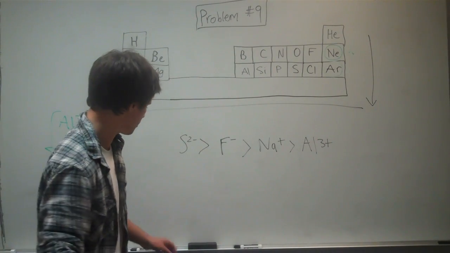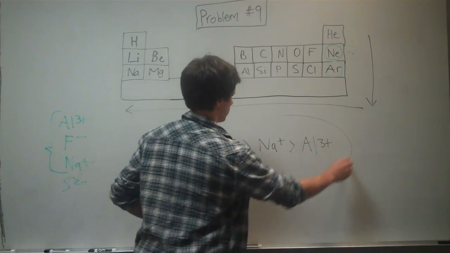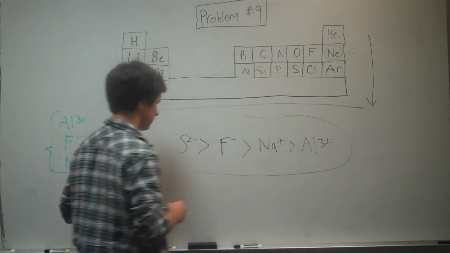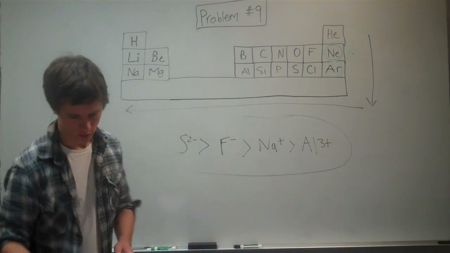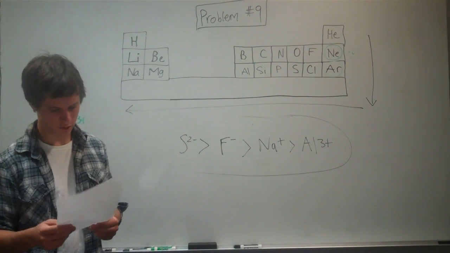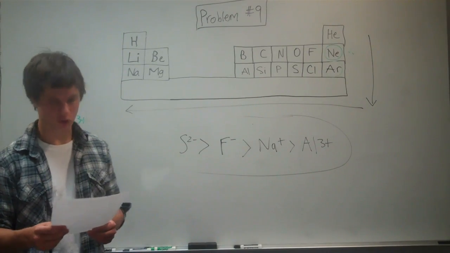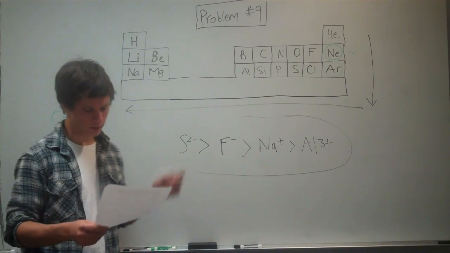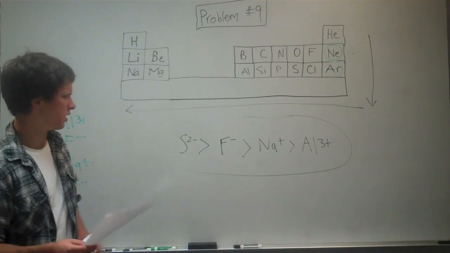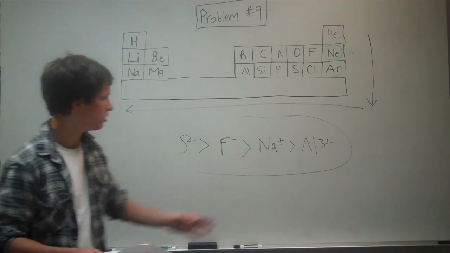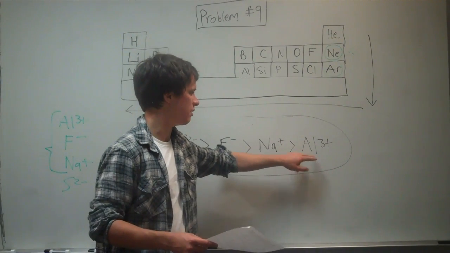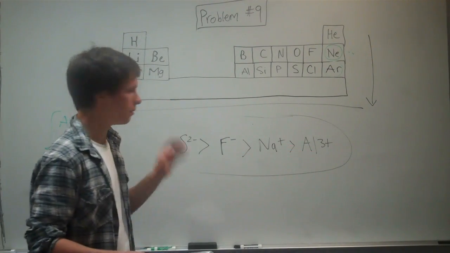So here's our solution. And this is the same as answer choice 2 on the test, although they put it in the opposite order. Yeah, they wanted increasing ionic size, so smallest to biggest, but that's the same thing.